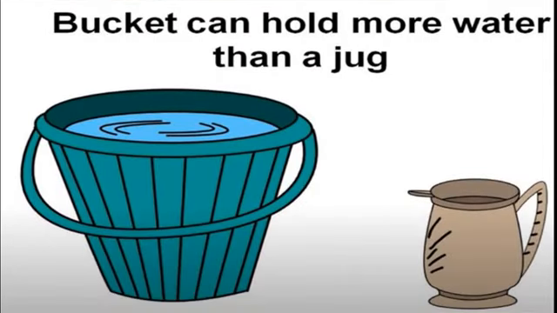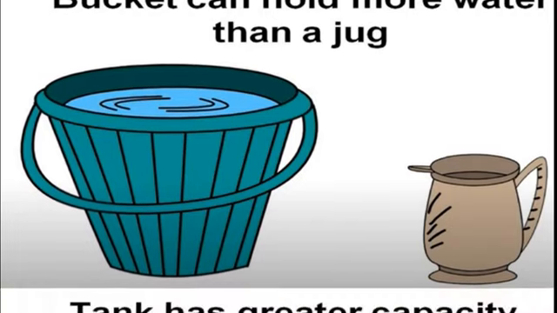Now here we will compare that jug with the bucket. First we compared jug and glass. Glass is smaller than jug. Now we will compare here bucket and jug. Which is larger and which is smaller? Yes, bucket is larger than jug, isn't it? So that bucket can hold more water than a jug, right?